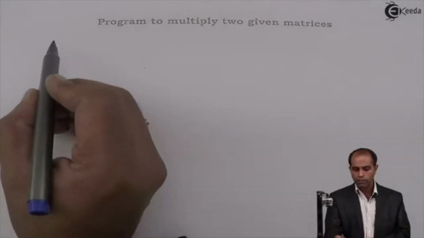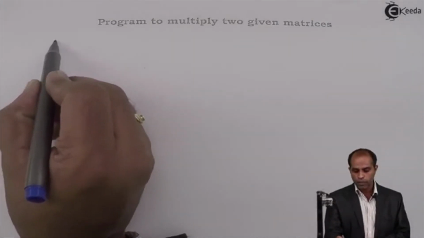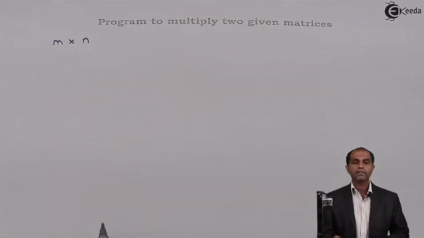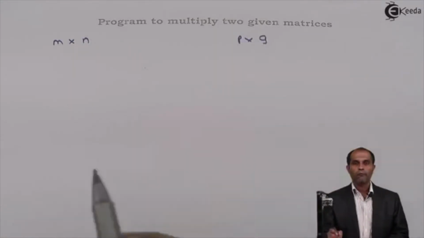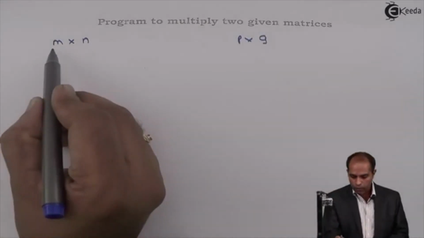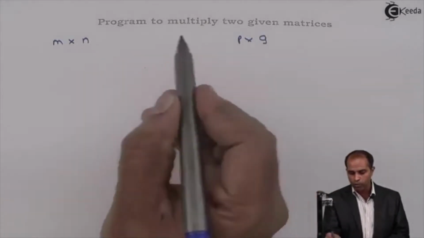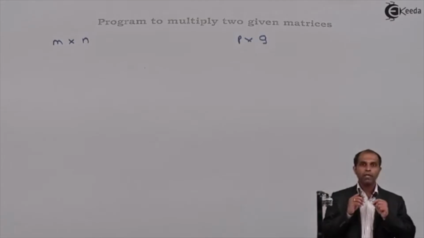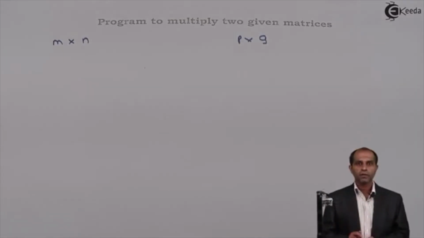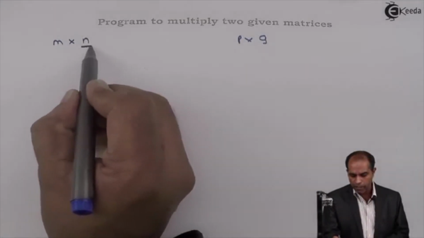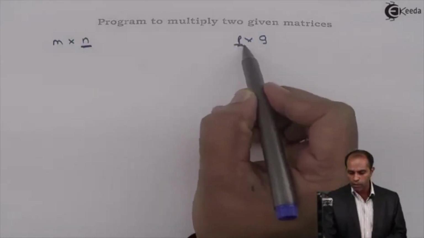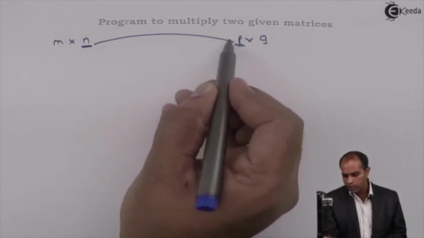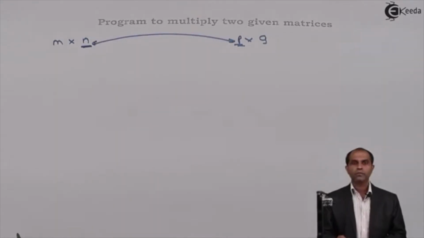The very first thing we are supposed to do, as usual, is read the order of the matrices. Let's say matrix A is m by n and matrix B is p by q. For the addition operation, we said m should be equal to p and n should be equal to q. But for multiplication, the condition doesn't remain the same. The number of columns of the first matrix, that is n, should always be equal to p. This is the only condition to be satisfied.